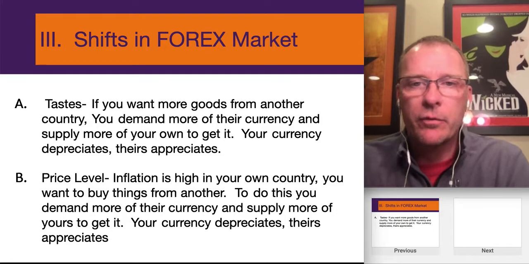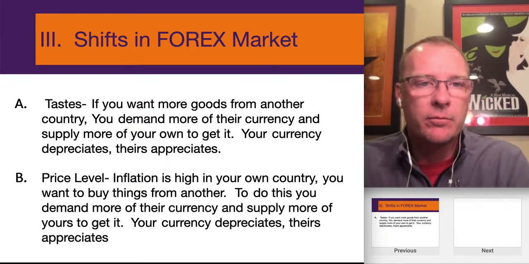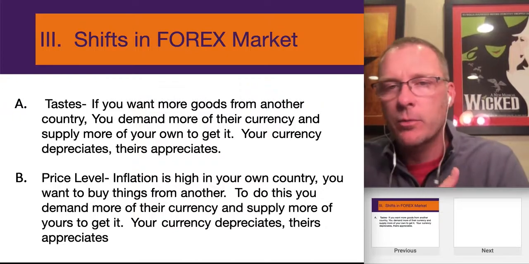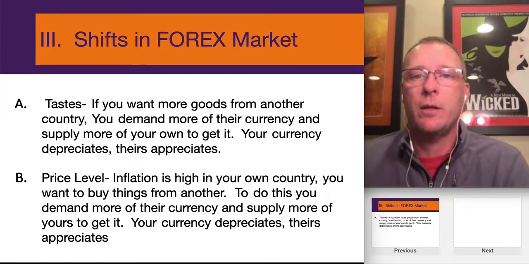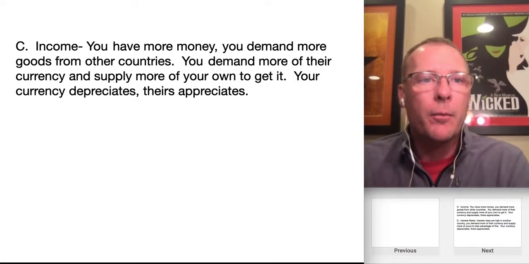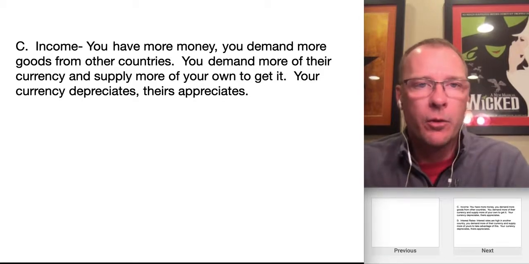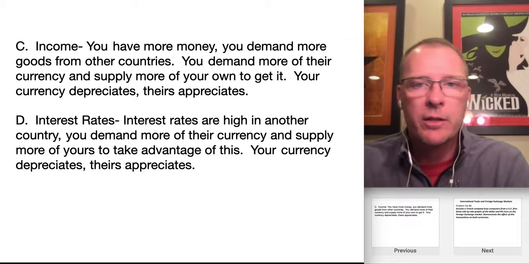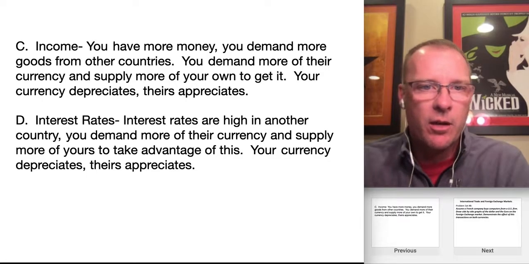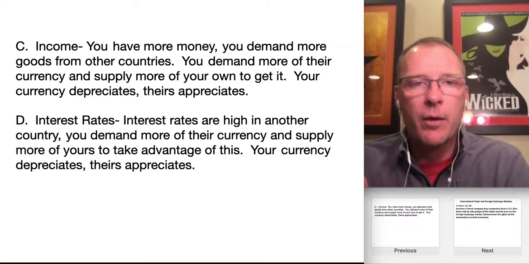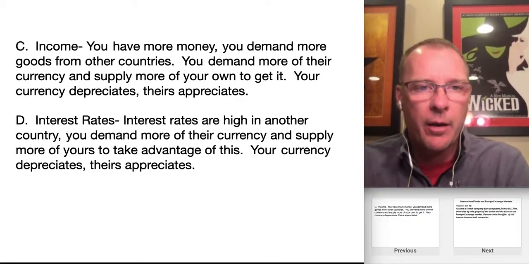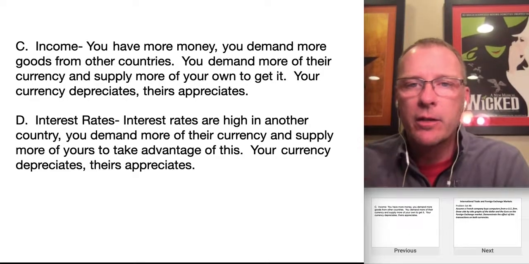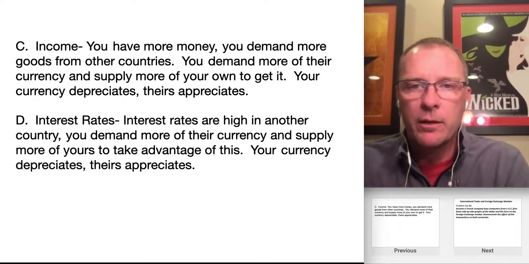Price level: inflation's high in your country. You want to buy things from another country because things are just too expensive here. As you look at income, that's another one. You have more money, you demand more goods from other countries. And interest rates: interest rates are high in another country. You're going to demand more of their currency and supply more of yours, to take advantage of that higher interest rate, like we talked about in that loanable funds market.